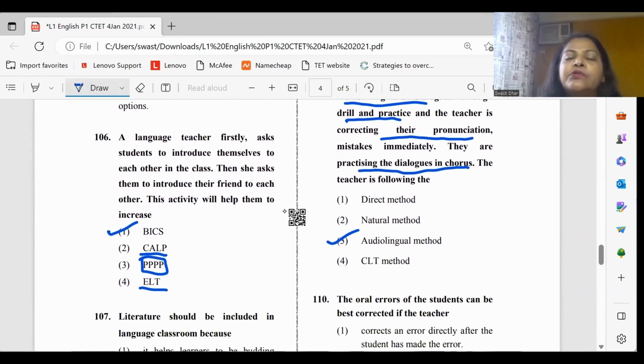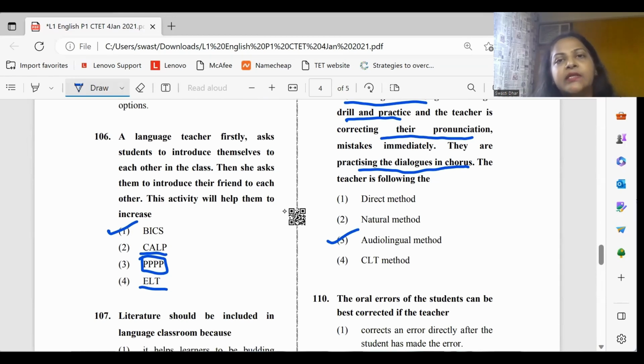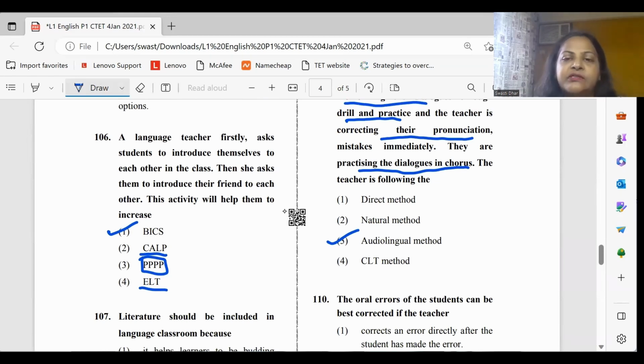Audiolingual method uses a lot of drill and practicing, hearing something, then repeating it in chorus, and then putting it in strategy. Direct method, natural method is where you are basically focusing on the speaking skills, but directly and naturally. And CLT method is basically communicative language teaching. It's a broad term. It's not talking about a method per se.